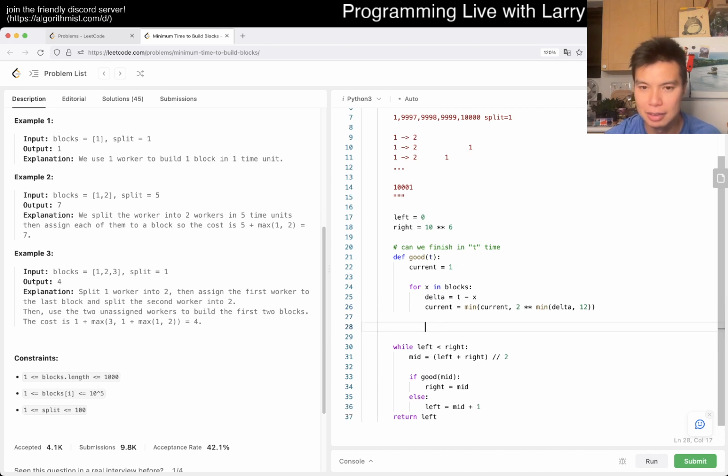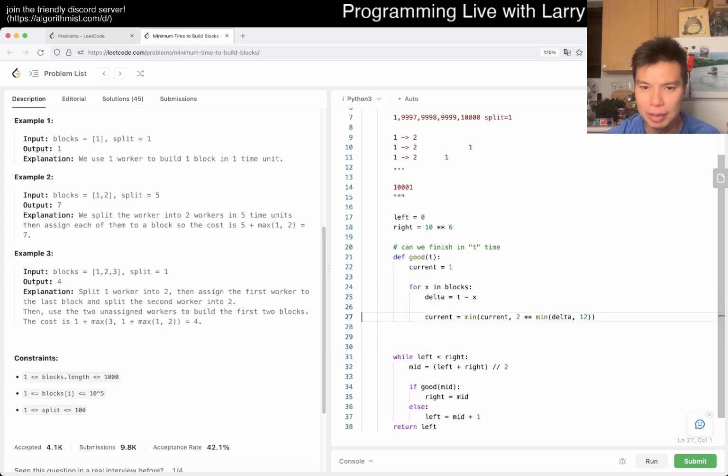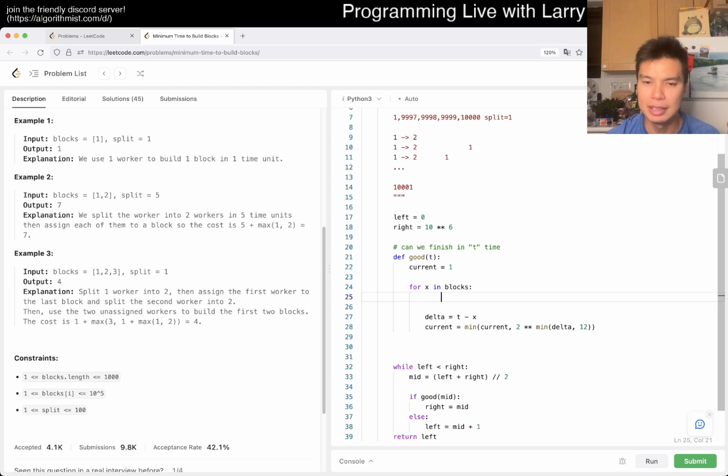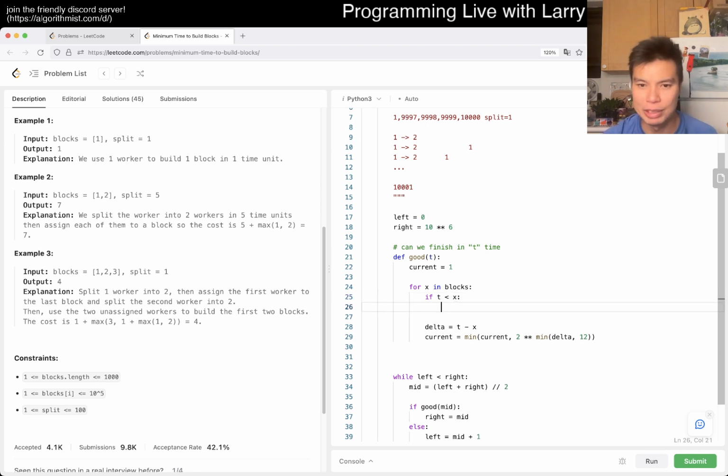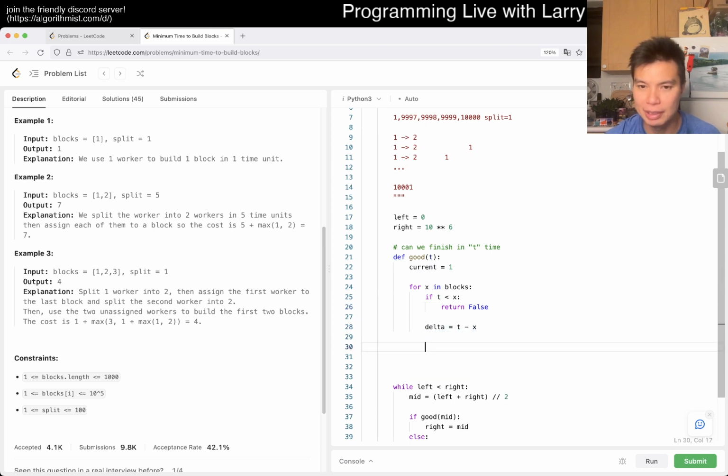We also want to add a thing where if T is less than X, then we return false. Otherwise, we calculate the delta current. This is the number of things we split. Oops, and then we use it on the current person.